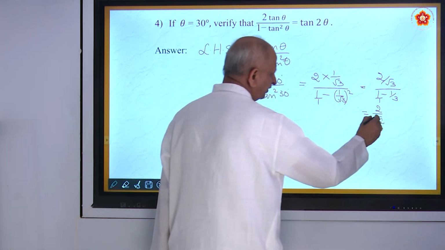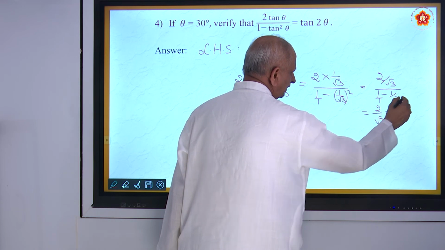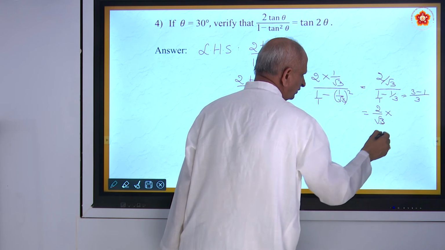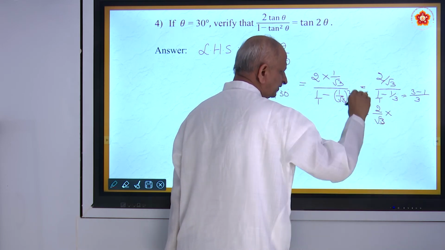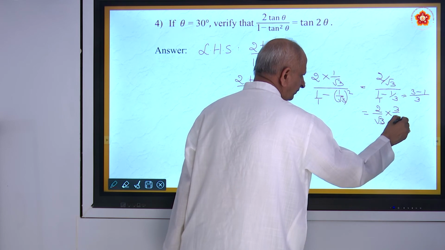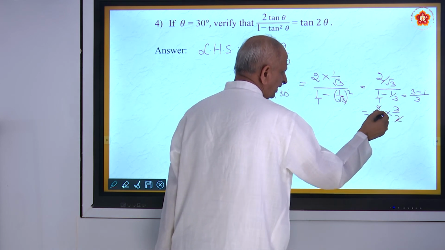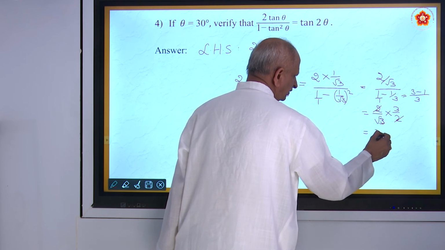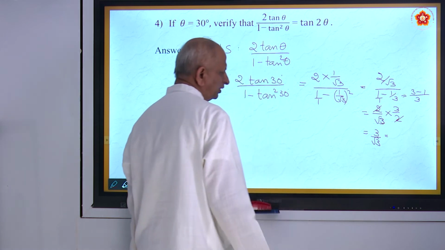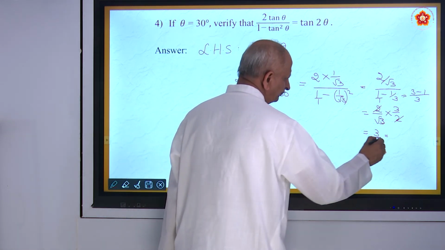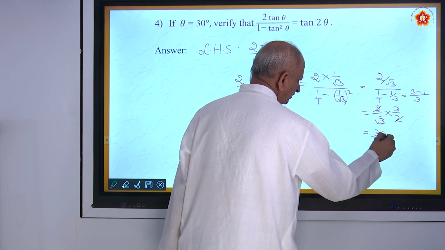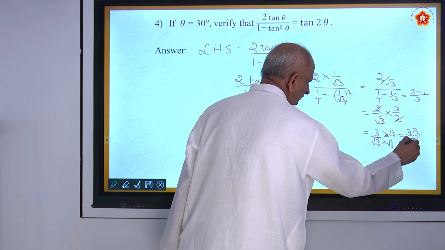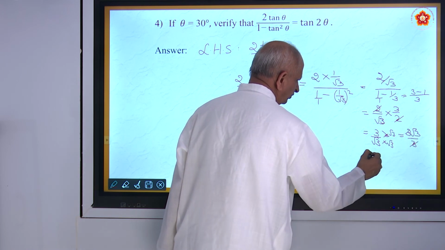So 2 by root 3 here. And this will be, if you take 3 LCM, 3 ones are 3 minus 1. So that is 2 by 3. If you reverse it, 3 by 2 it becomes. So 3 by root 3. 3 by root 3 is also equal to, if you rationalize the denominator, so multiply by root 3 here and root 3 here, you get 3 root 3 by 3. 3 and 3 cancel, you get root 3.